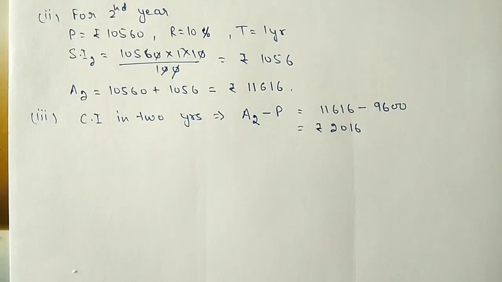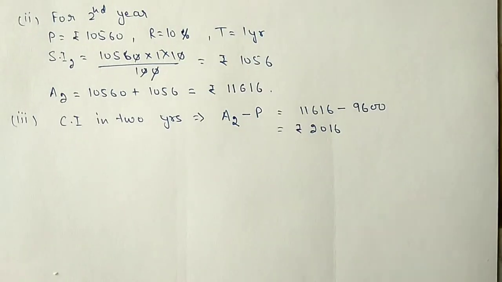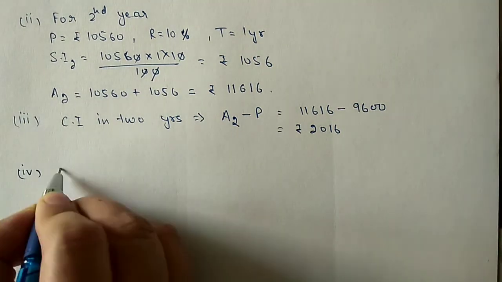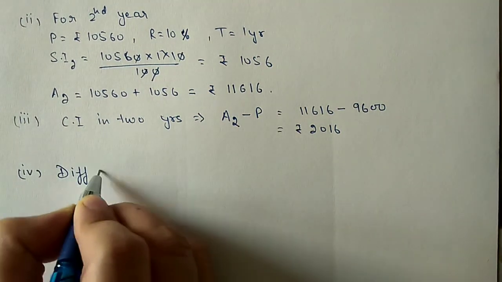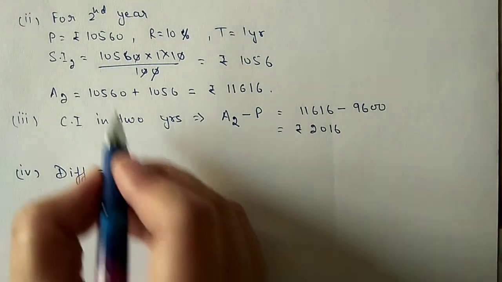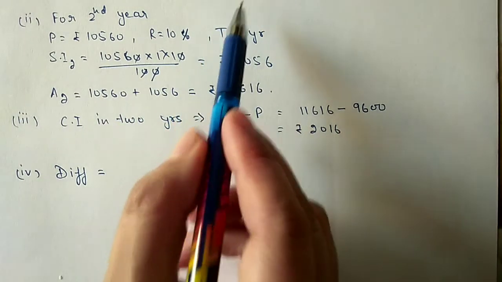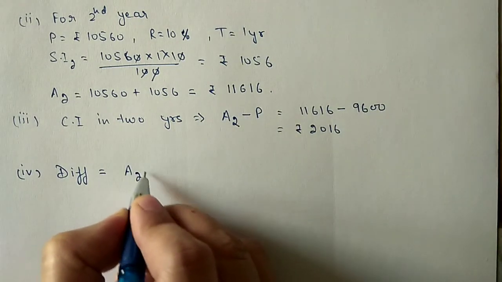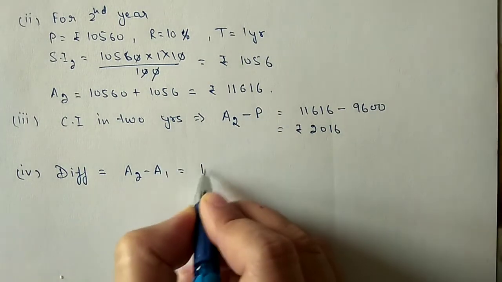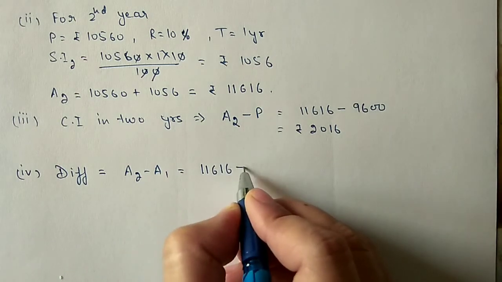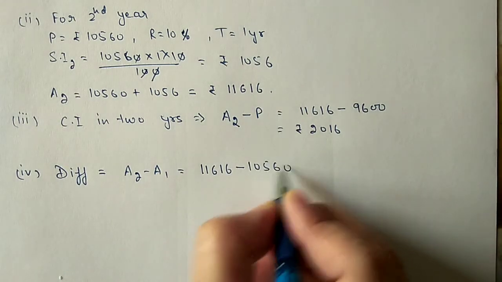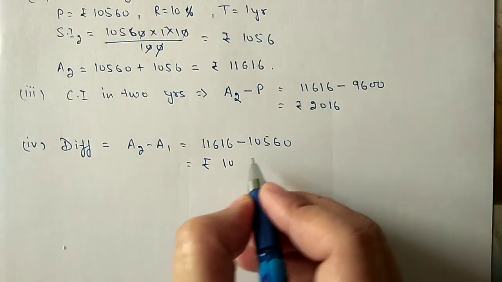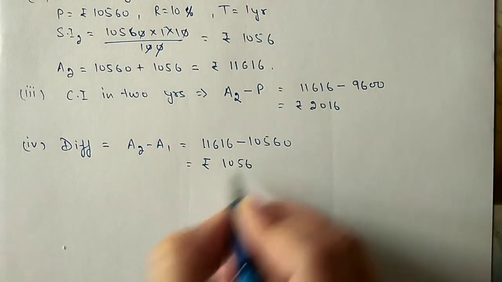Next, fourth part, we have to find out the difference between answer 1 and 2. So here the difference: answer 1 is 10,560, answer 2 is 11,616. So A2 minus A1, 11,616 minus 10,560. This is equal to 1,056 rupees.